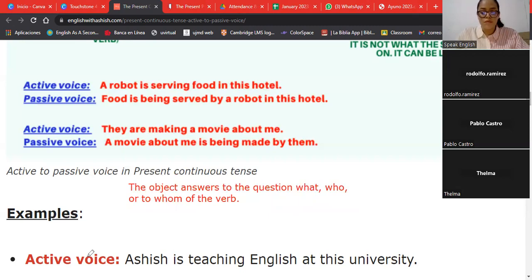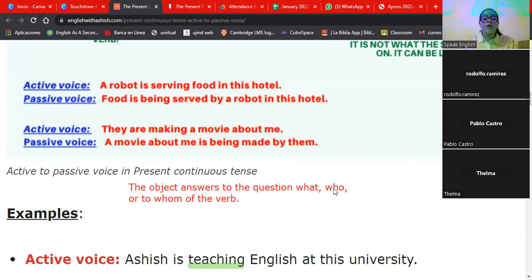Let me see. The main verb, to me, it could be teaching. Very good. Teaching. Okay. Teaching what? English. There you have your object. Okay. Who is used when we are talking about a person.